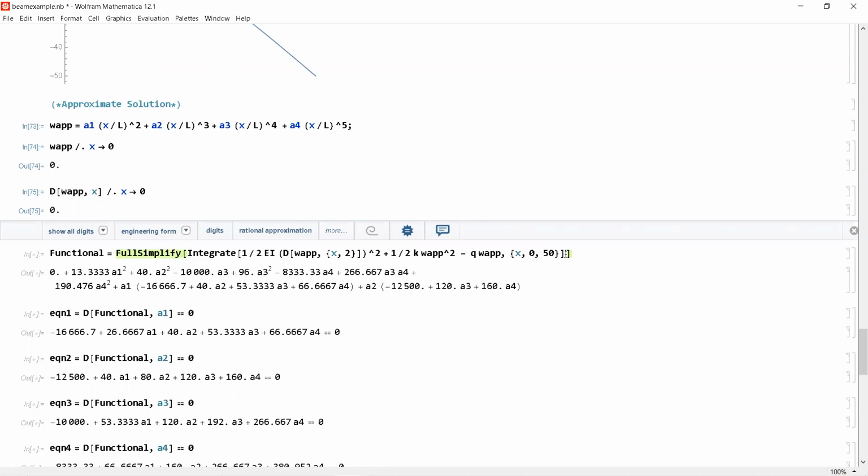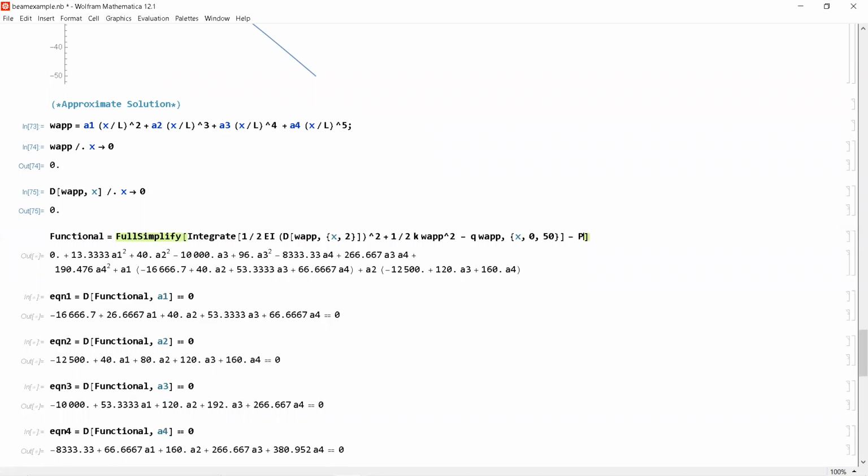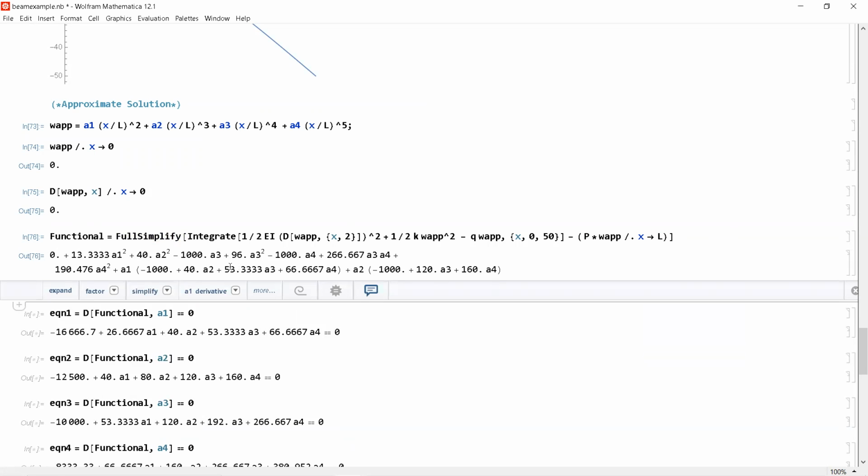Now, outside of the integral, I have to have a minus P times W approximation evaluated at x equals L. Let's see if it allows me to do this. It may not allow me to do this. So we will see if it lets me do that. Otherwise, I have to do that term separately. In my potential energy, my functional had that, so that's why you see that there. Let's see if it lets me. If it doesn't let me, I may have to do this outside of the functional. Well, it didn't complain.